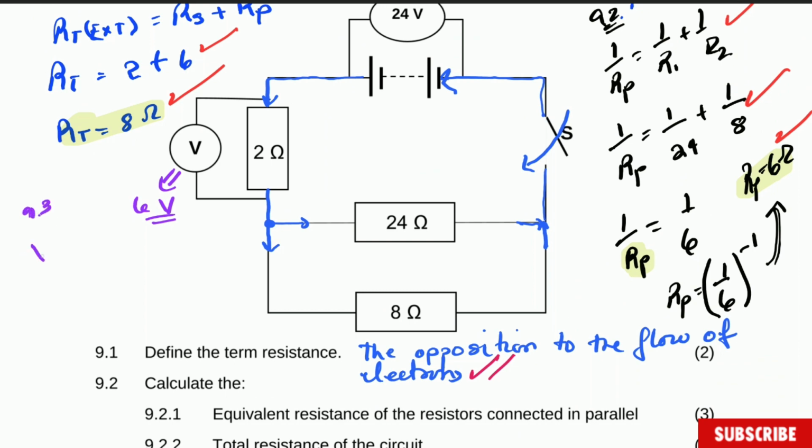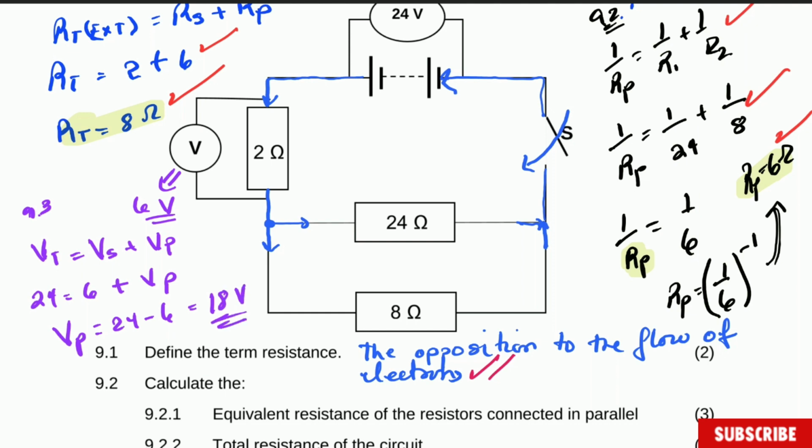9.3. We have that the total potential difference will be the addition of the potential difference in series plus the potential difference in parallel. So we know that the total potential difference, which is 24, is equal to 6 volts plus the potential difference in parallel. If we rearrange, the potential difference in parallel is equal to 24 minus 6, which is equal to 18 volts. And that is the answer. That is the potential difference across the parallel circuit.